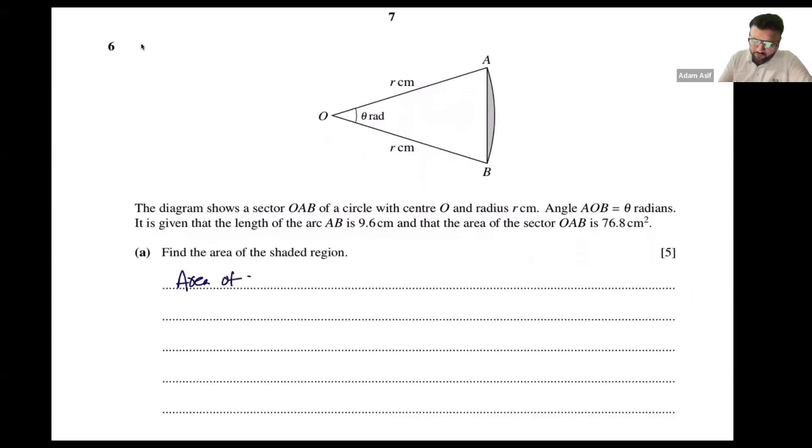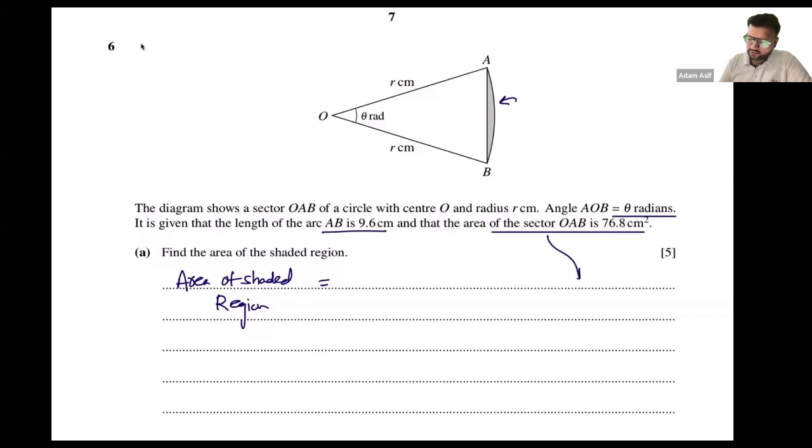So area of shaded region is going to be area of the sector minus the area of the triangle. Now, what is given in the question? Area of the sector OAB is already given. The length of the arc AB is given, okay? And we have the angle as theta. We don't have R yet, okay? But we can find that out by the area formula.